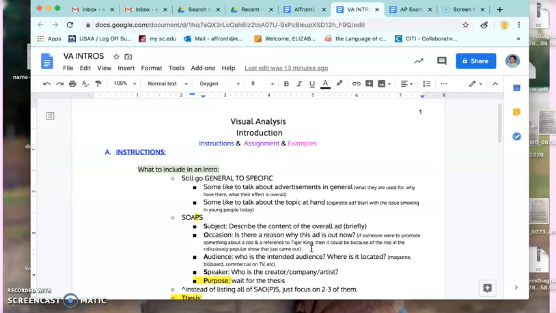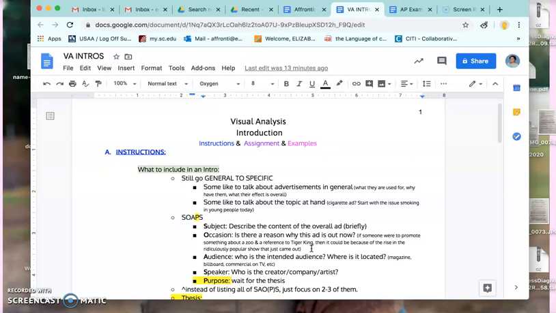Audience, who is the intended audience? Is it everyone, or is there a focal group? Now, if it is everyone in general, don't spend too much time talking about it because there's no need for that. But if it is a targeted group, then I would say why that's important and why that audience is the target. And also for this, where is it located? In a magazine, billboard, was it on TV? What channel was it on? Because that could be about the audience as well. And then we have the speaker.